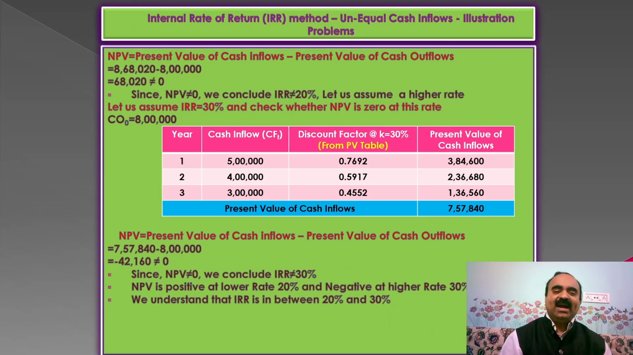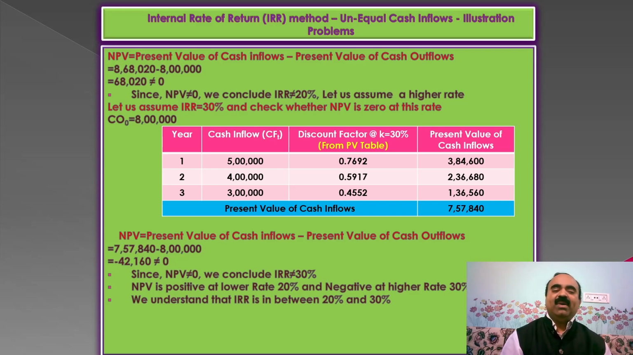NPV is defined as present value of cash inflows minus present value of cash outflows. That is equal to 8,68,020 minus 8 lakhs, that is equal to 68,020, which is not equal to 0. IRR is a rate of return where NPV is equal to 0. Since NPV is not equal to 0, we conclude IRR is not equal to 20%. Let us assume a higher rate.